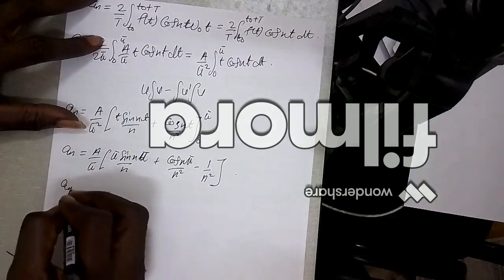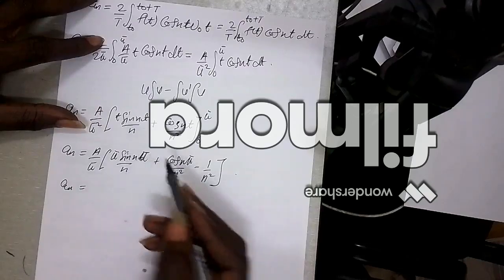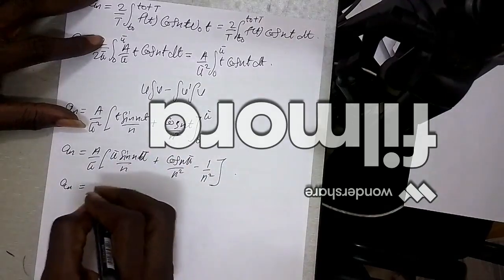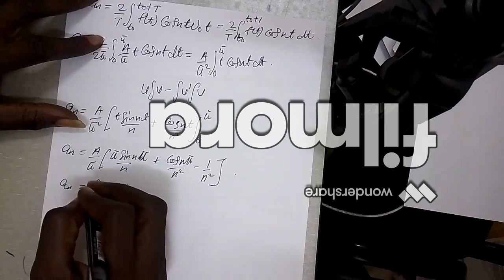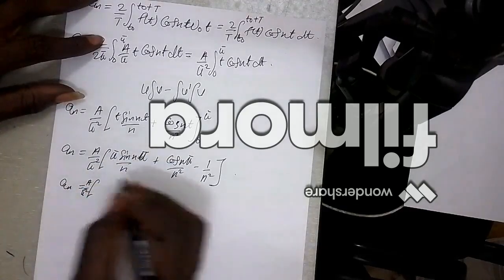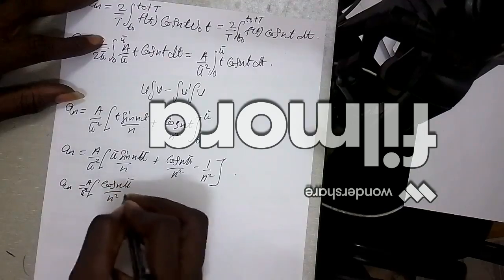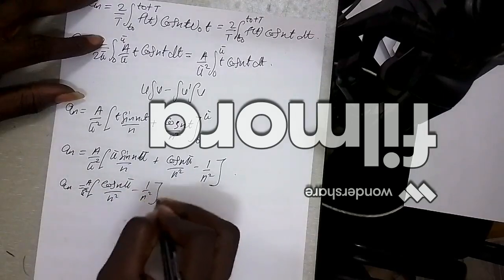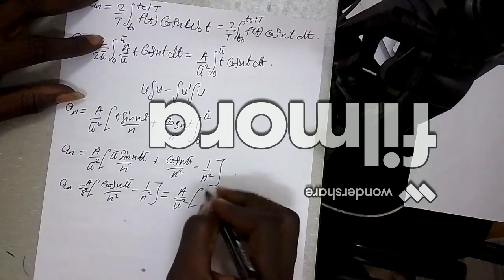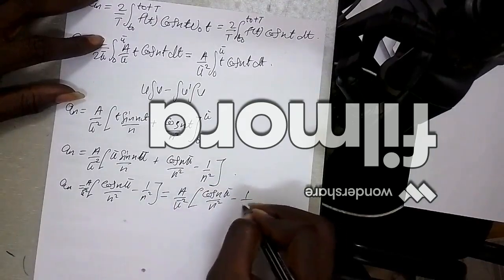So now here, an is equal to, you see sine n pi, even if n is 1, sine pi is 0. Even if n is 2, sine 2 pi is 0. Even if n is 3, sine 3 pi is 0. So here becomes 0. So I'll be left with a over pi squared times cos n pi over n squared minus 1 over n squared. So basically I'll be left with this one, a over pi squared, cos n pi over n squared minus 1 over n squared.